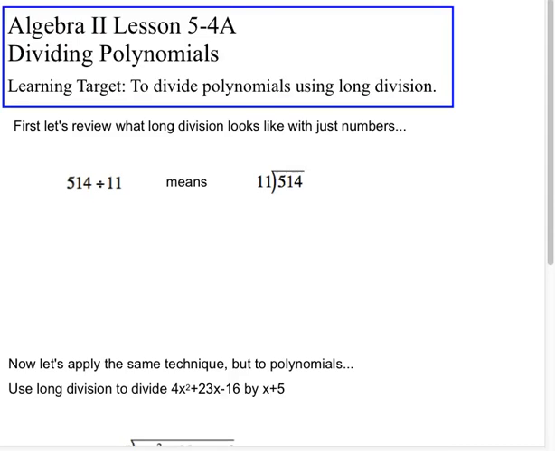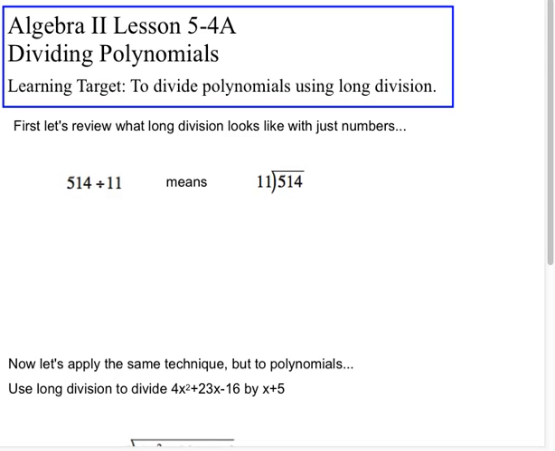Welcome back. So today we are completely shifting gears in this chapter. Now we're going to start talking about some operations we can do with polynomials, other things we can do with them, specifically division. So we're going to talk about how we divide polynomials. That's the one thing we haven't really covered yet in this course.